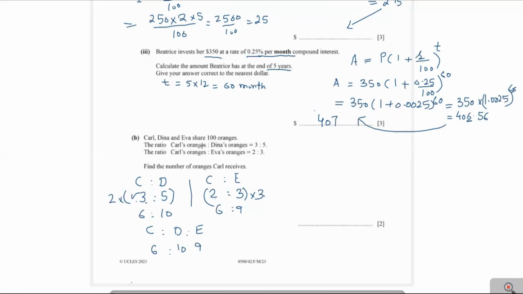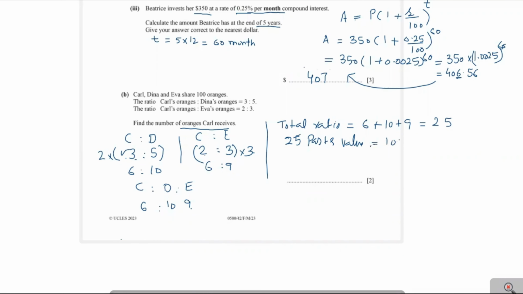Now we have to find the number of oranges Cal received. Now you see here the total ratio values. Total ratio is equal to 25. Therefore, 25 part value will be equal to 100 oranges. Therefore, one part value will be equal to 100 divided by 25. That's equal to 4 oranges.